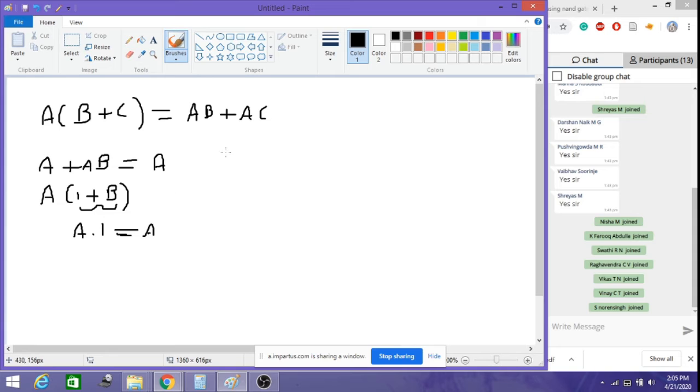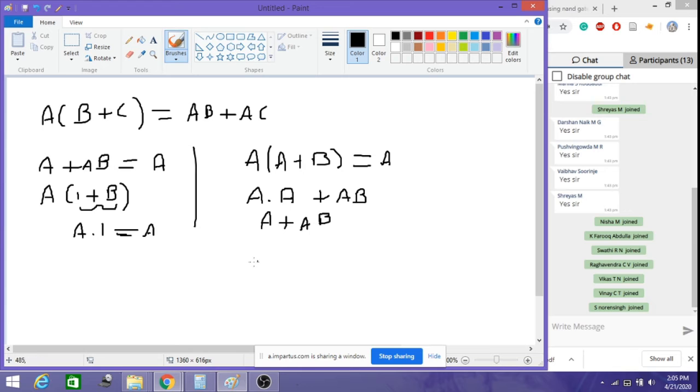So now let us see what is A of A plus B. So this is actually equal to A. So how is that? Let's prove. Now A into A plus A into B. So then A into A is nothing but A itself. So A plus AB. Now once again let's take A as common. So what are we left with? We are left with 1 plus B, with A, and 1 plus B is equal to 1. So ultimately it is A, which is equal to the right hand side, that is A itself. Let me clear this section.